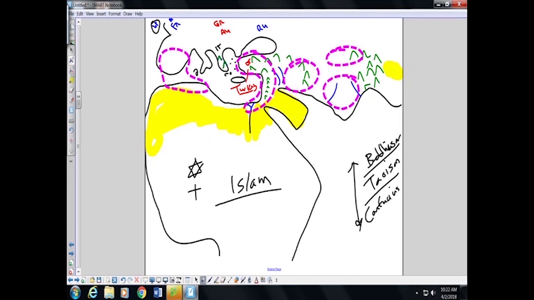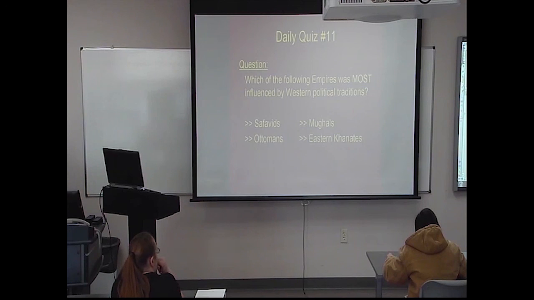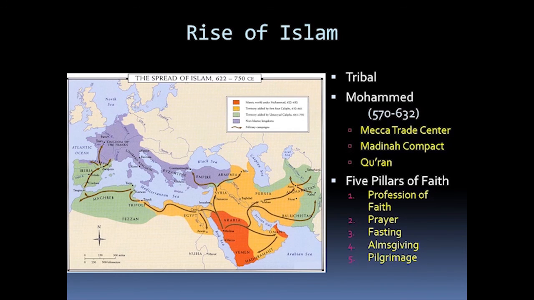So in order to understand China and Japan, you have to understand their religious views. In order to understand the Middle East, you must understand Islam. Okay, that makes sense?